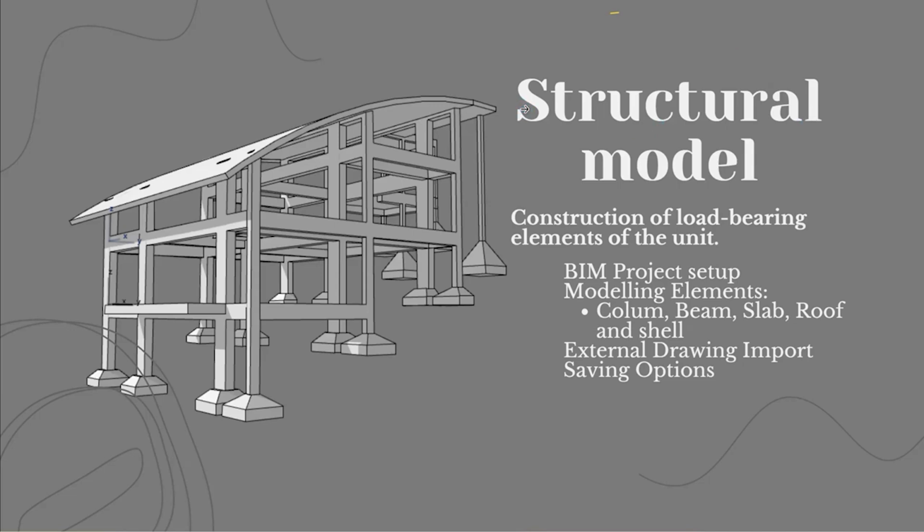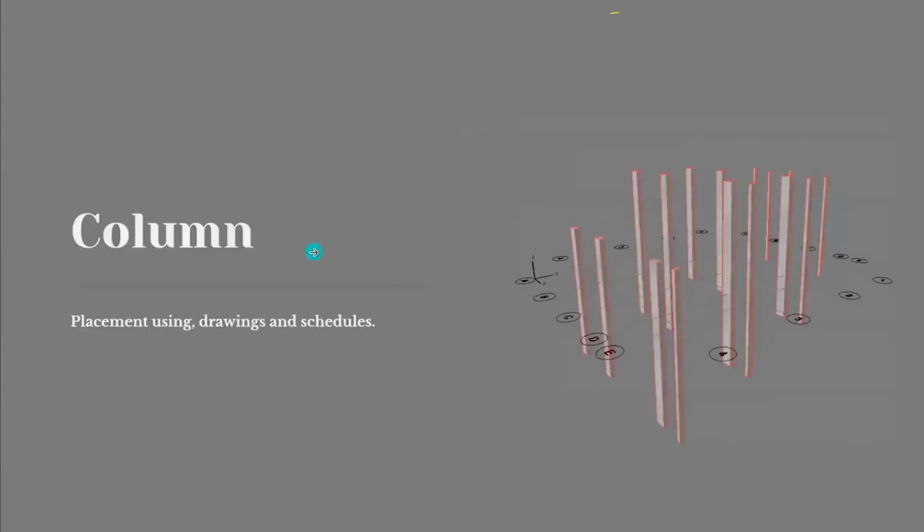As much as possible, we will try to do it. The model would include the columns and beams and slab. And if possible, we will also finish with the shell or the roof, which is there on the top, as you are seeing in the image. So let's just go to the next slide. This is what we are going to do.